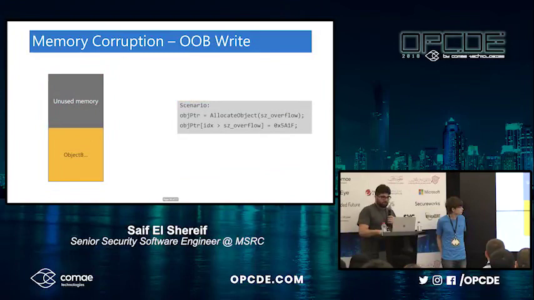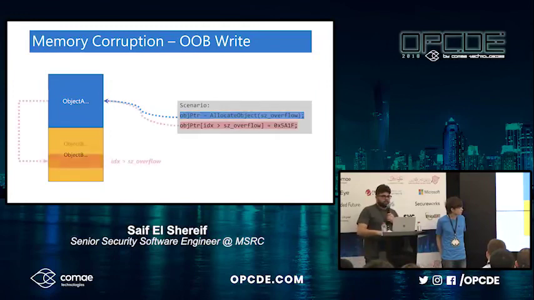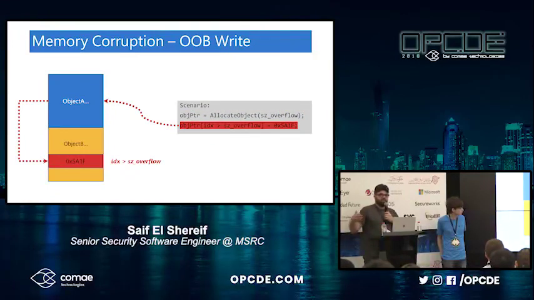The next part is about out of bounds write. Again, an allocation happens that is using an overflowed size, resulting in a very small size allocation. Then the function is trying to write to a specific index of the object without checking that this index is actually larger than the allocated object size, resulting in an out of bounds write into the adjacent memory, depending on the index.